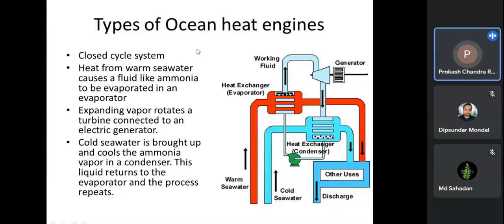Okay, so when you study these things, always try to draw the figure. It gives you some idea how this closed cycle will operate, based on this OTEC system. So here basically this is the hot water, this is the cold water.